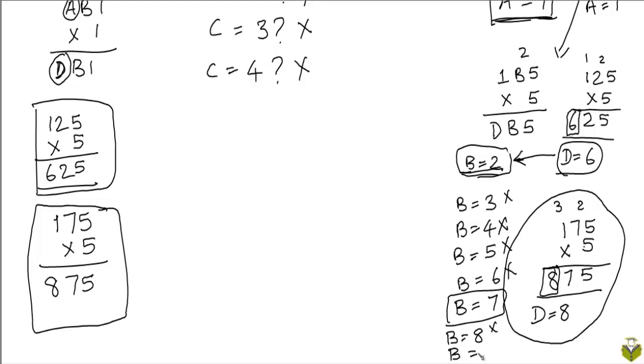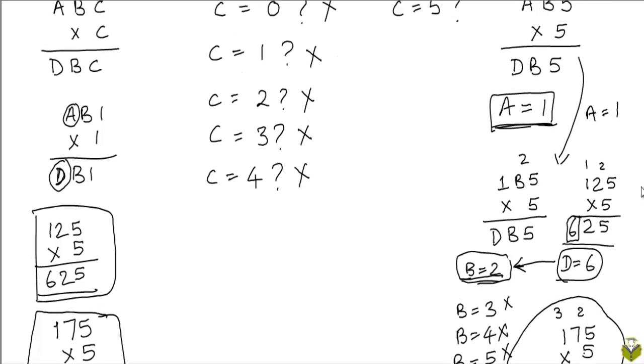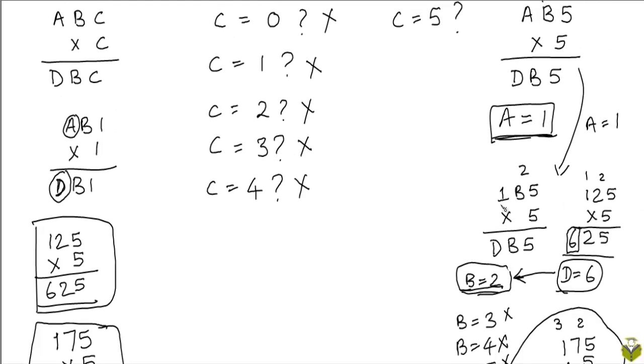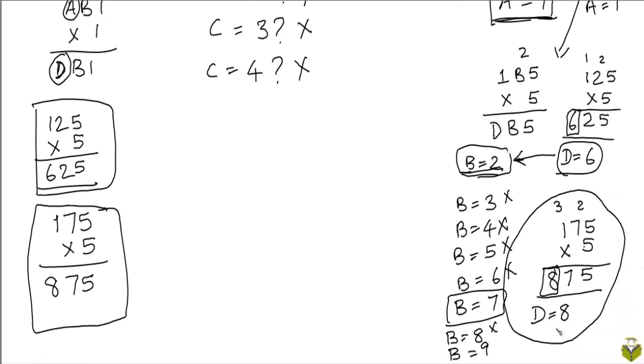What about 9? Can b be set to be equal to 9? If we have 195 times 5, we would have 5 times 5 being 25, 5 times 9 being 45, 45 plus 2 would be 47, and the way we would write a 47 is we would write a 7 in this position and carry forward a 4 into the next column. So if we write b equal to 7 over here and b equal to 9 over here, that's not consistent. So b cannot be equal to 9.